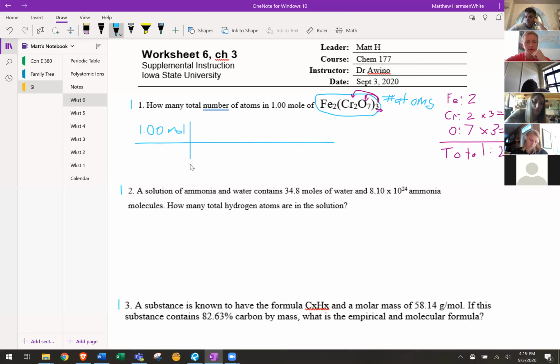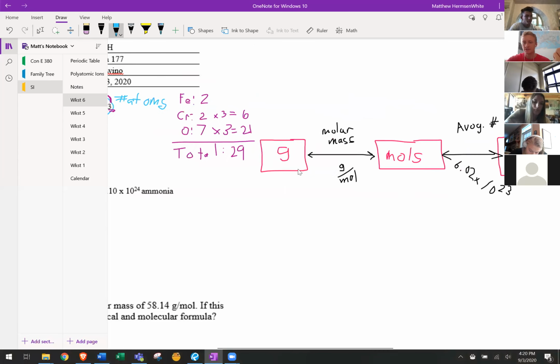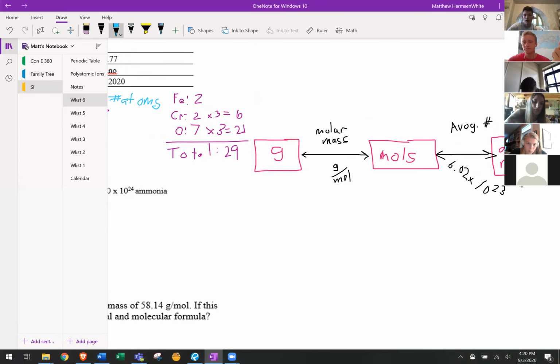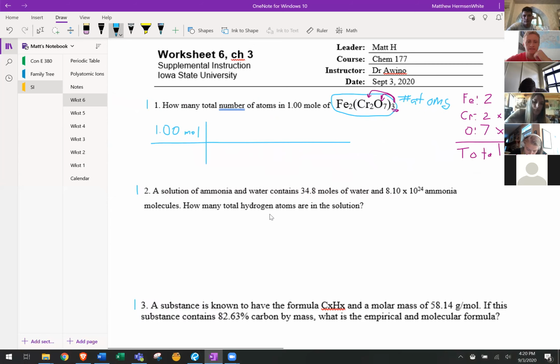and then draw out a bar. Make that a little more clear. So this is 1 mole of iron dichromate. Now, how many molecules are in 1 mole? Well, this is where we use Avogadro's number. So going from moles to molecules is 6.02 times 10 to the 23rd.